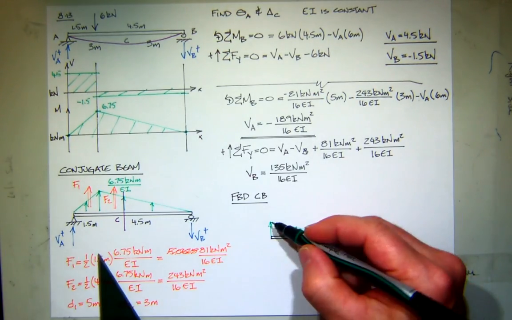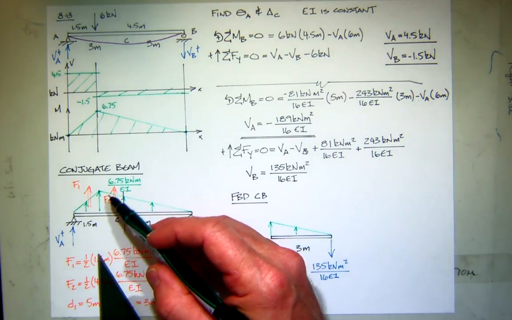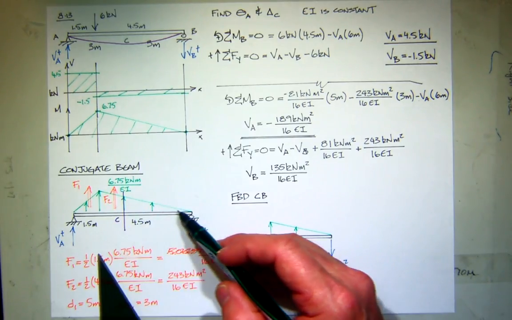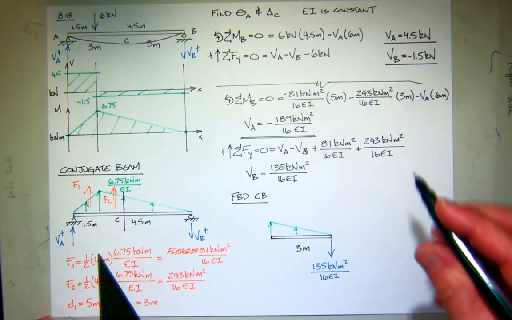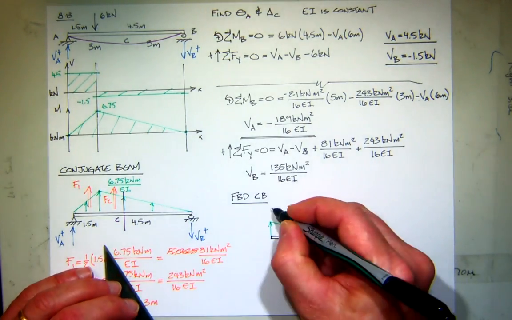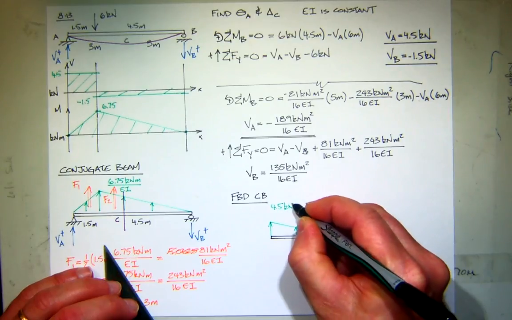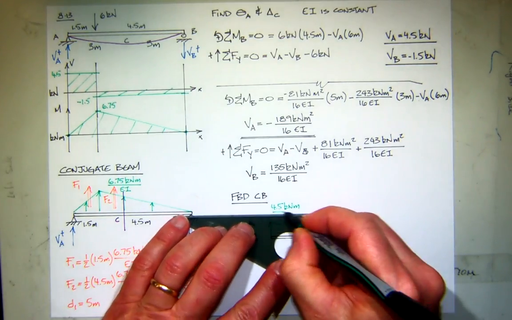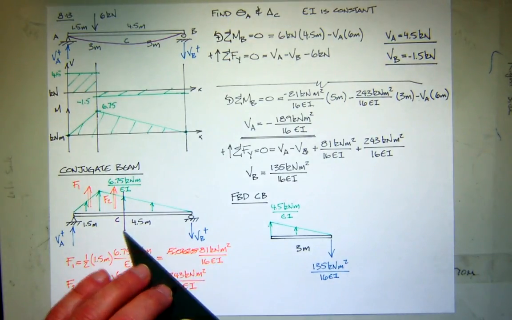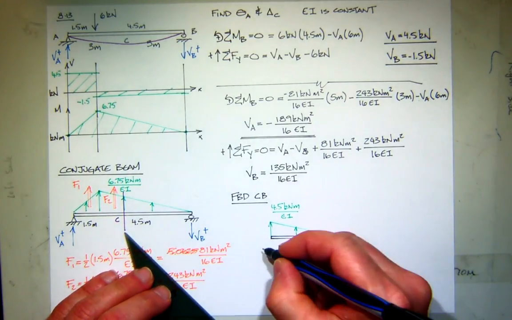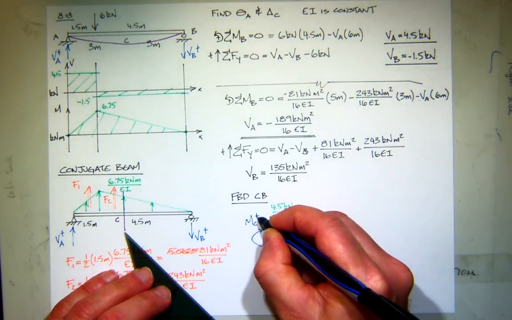So what's the intensity of the load right here? 4.5. Yeah, I know it's 6.75 here over the 4.5, so I want 2/3 of that. So what's 2/3 of 4.5? Well, that's convenient. So this will be 4.5 kilonewton meters divided by EI. So all I'm really looking for here in the center is the moment. So there's my moment at C, positive bending moment.